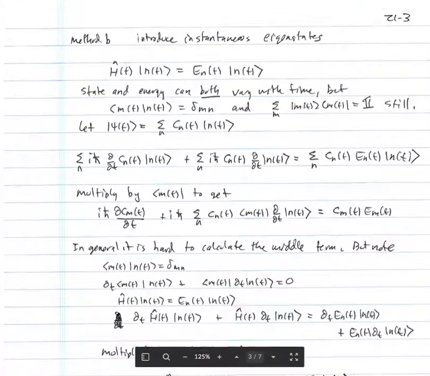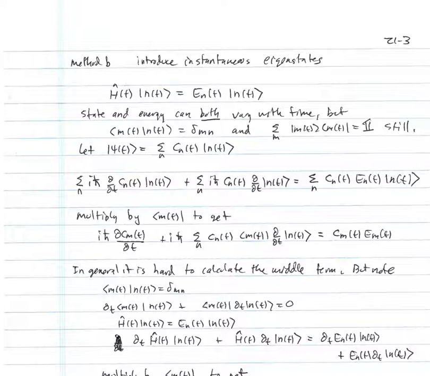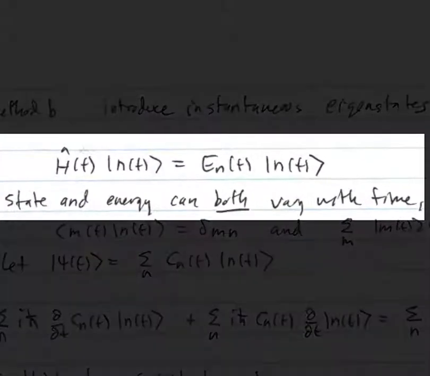The other way we can try is to introduce instantaneous eigenstates. Maybe this is something that you thought of when I asked you to do that 2-minute brainstorming session. H of t acting on the state n of t is equal to E_n of t times the state n of t. Now notice, everything depends on time. We already know that the Hamiltonian depends on time, so the Hamiltonian at one time is not the same as the Hamiltonian at a second time. So if I find the eigenstates of the Hamiltonian at time 1, those eigenstates are probably not the same eigenstates if I find the eigenstates of the Hamiltonian at time 2.